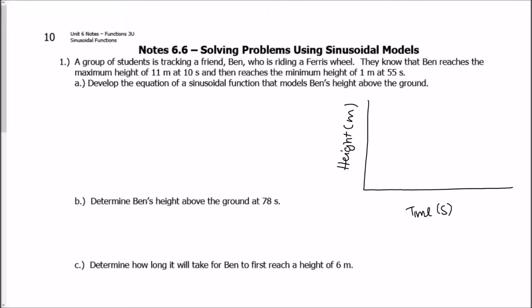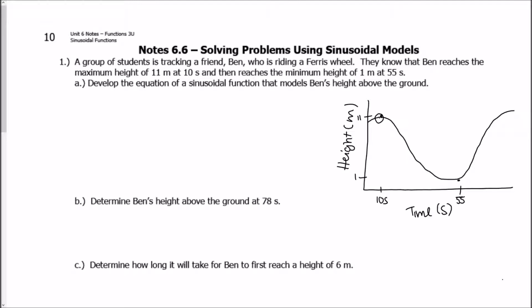Okay, and it says that he reaches his maximum height at 10 seconds, and the maximum height is 11, and then we also know that he reaches his minimum height at 55 seconds, and that minimum height is 1 meter. Which means that our graph will end up looking like this. So looking at this, it appears that it will be a sinusoidal function, but more specifically, we might want to use the cosine function because it starts right here at its maximum. Okay, so we need some information.